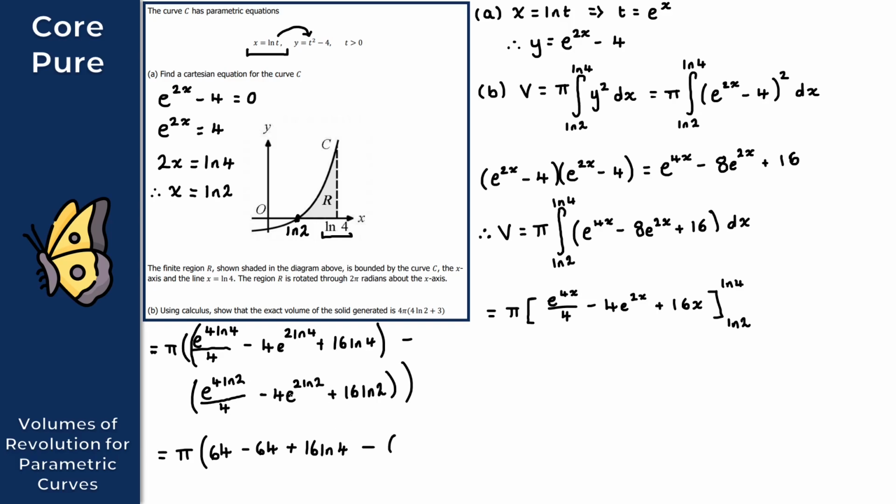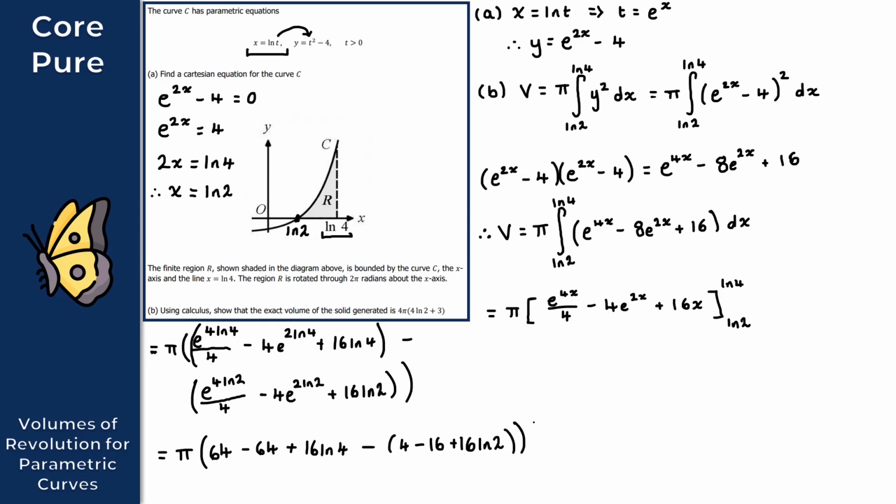So what would that give us here? So that would be 16 over 4 there. Obviously because 2 to the power of 4 is 16. So 16 over 4 is 4. I get 4. We then have minus 4e to the power of 2 ln 2. So that would be 4 times 4. So that's 16. So 4 minus 16 there. And then we have plus 16 ln 2 there. So plus 16 ln 2, like so.